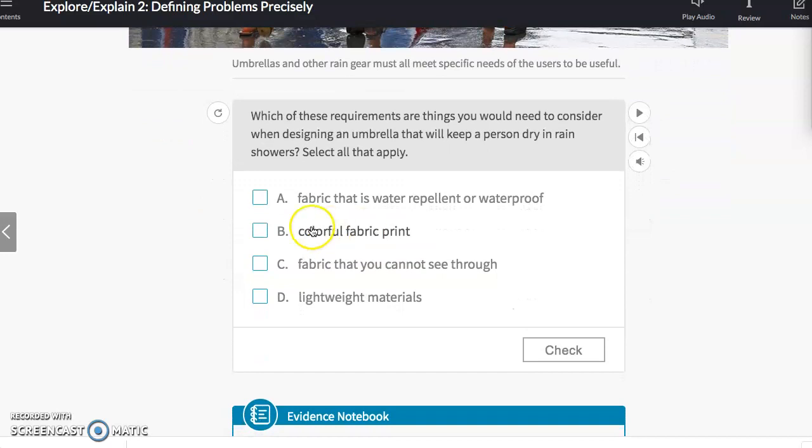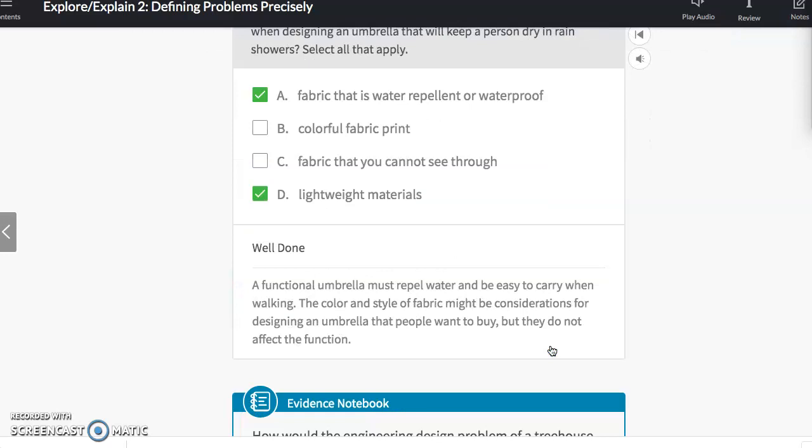Which requirements would you need to consider when designing an umbrella if you want to keep somebody dry in a rain shower? Does the fabric need to be water repellent or waterproof? Yes, you don't want the rain just seeping through into you, then you'll still get wet. Colorful? Not necessarily. Fabric you can't see through? You might actually need to see through it, so not that. Lightweight materials? Yes, lightweight because you have to carry it. Can't be super heavy.